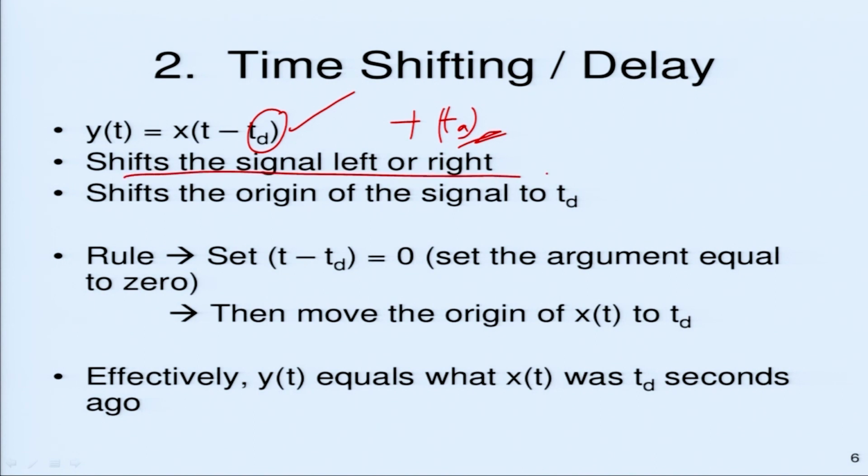Adding time shifting means we want to shift the signal somewhat to the right in time or to the left in time. Okay, shift the original signal. Now, what is the rule? See, set the argument equal to 0, then move the origin of x(t) to td. Let us see with the example.